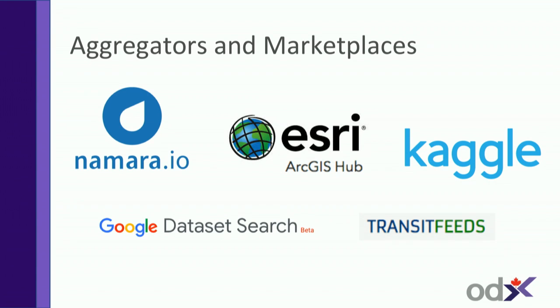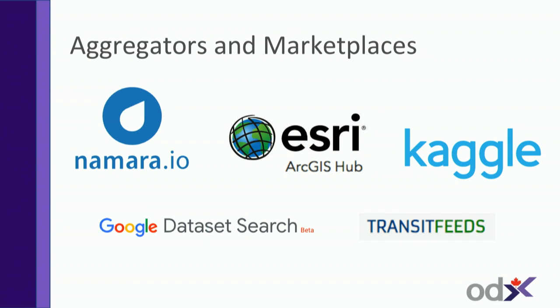Esri also has an open data aggregation portal, and they have about 100,000 data sets that they're collecting from around the world. It covers health, education, crime, a number of different sectors. Again, it's kind of a one-stop shop to go and search for open data that's potentially available and could be useful for you.